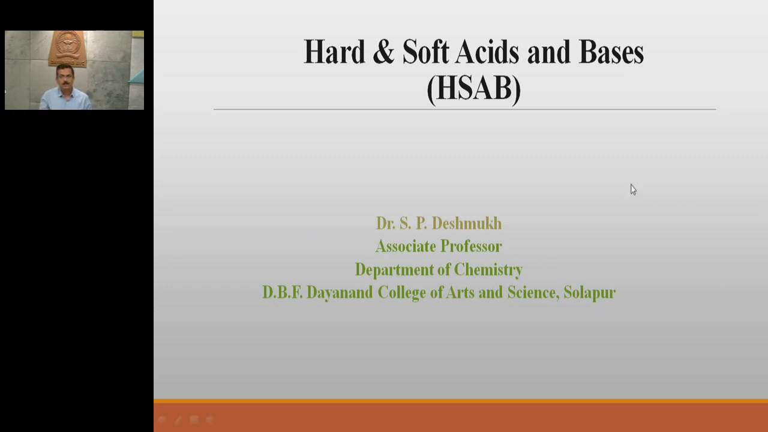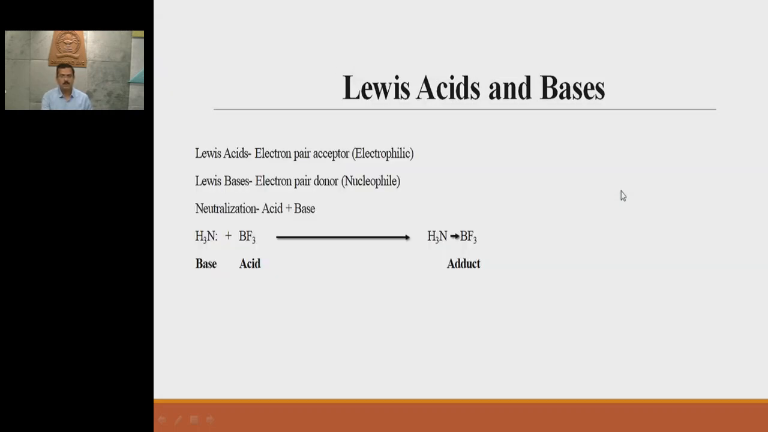Today we are focusing on the topic of HSAB, that is, hard and soft acids and bases. First of all, we have to know what is meant by acids. There are a number of definitions present in the literature of what is meant by acids and what is meant by bases, but we have to see it majorly in the context of Lewis acids and bases.